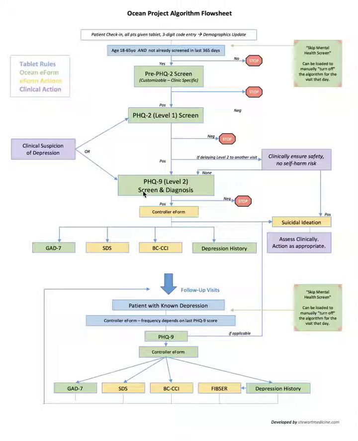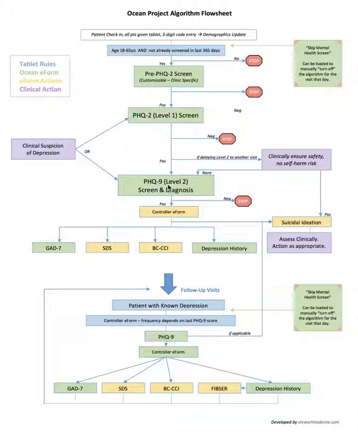Now, often clinical suspicion does override the general screening. This is all the general screening, but let's say a patient is coming in for insomnia or something, and the clinician or the staff suspect they should be screened for depression. They can manually add one of the E-forms that overrides all the rules, either the PHQ-2 or PHQ-9, depending on the desire there.